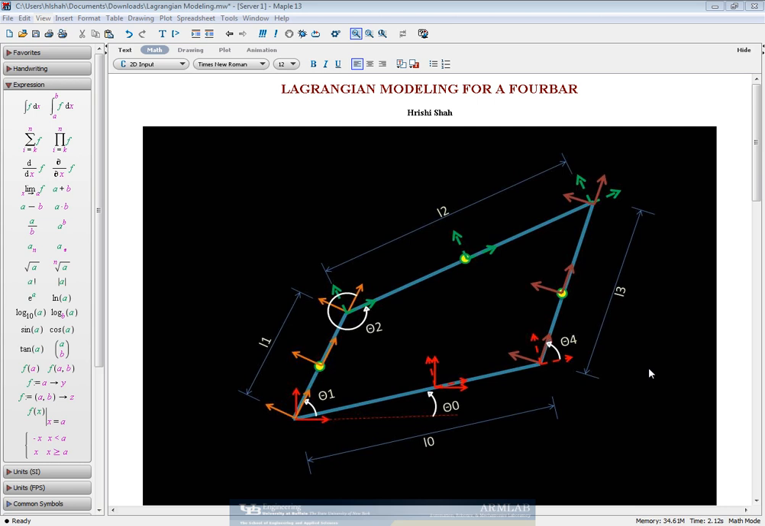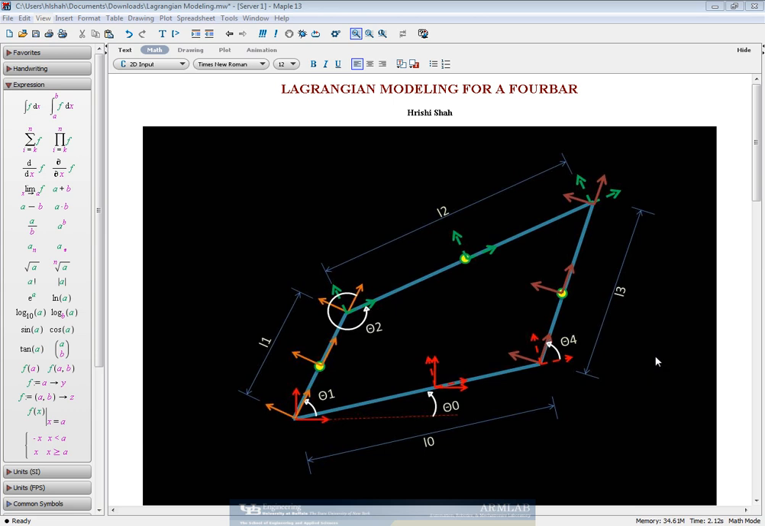Today we will be looking at the Lagrangian modeling of a four-bar using Maple. We select a four-bar mechanism because it is a standard example used in most robotics courses for understanding how a constraint mechanism works. We select Maple because it has very good symbolic computation capabilities.